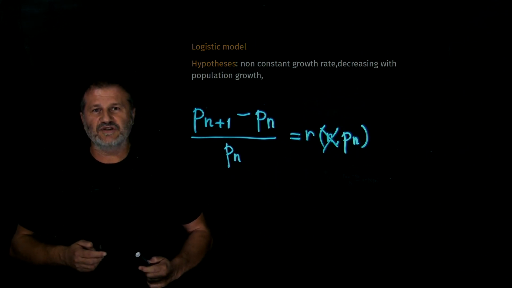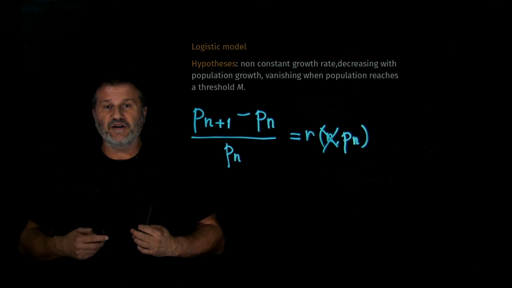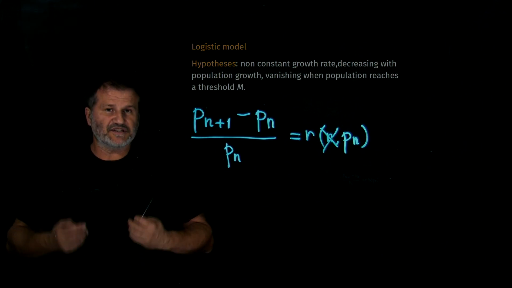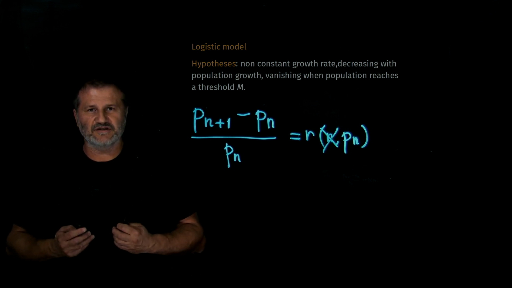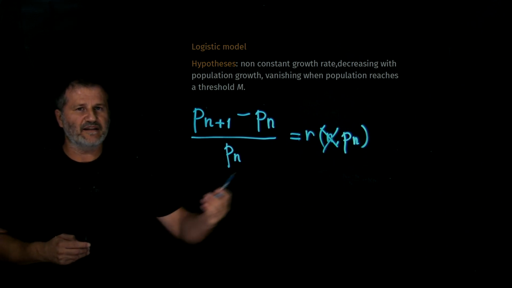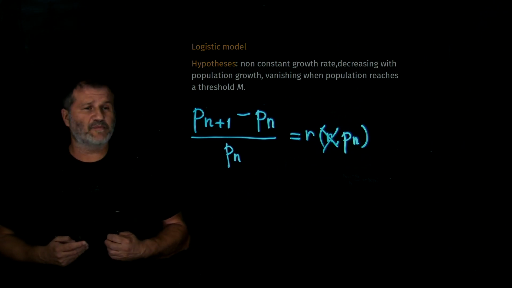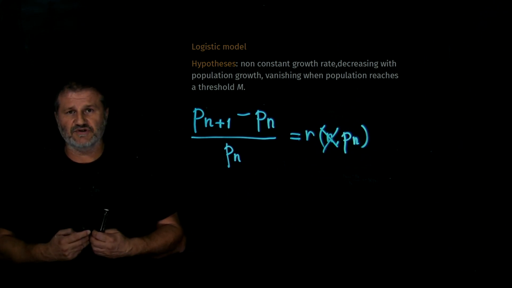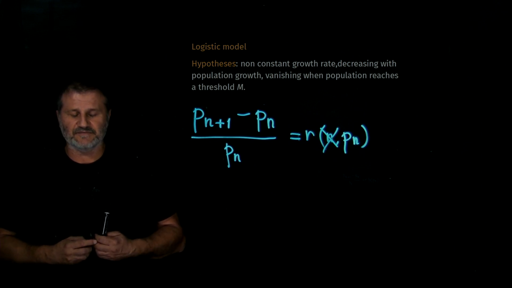And the second condition we want to obey is the following. We want that there exists a sort of maximal size for the population beyond which the growth rate becomes negative. A negative rate means that the population is going to reduce. So let's say that the population is forced to reduce in that case.